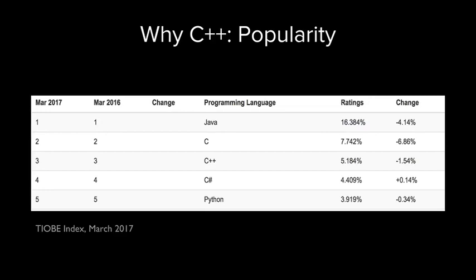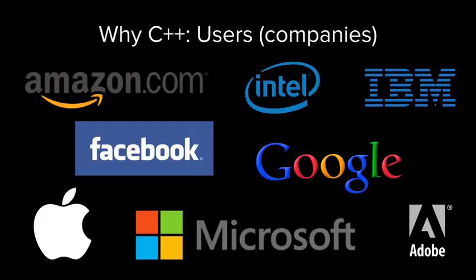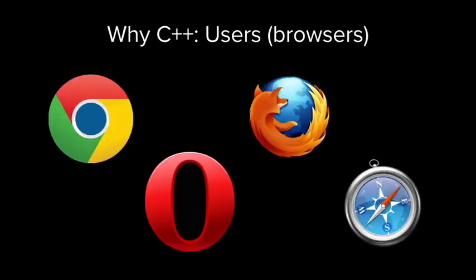But in general, it's just a really popular language. Here's a list of most popular languages by this index that's compiled. C++ is always in the top five. It's one of the most loved languages on Stack Overflow. It's used in an incredibly vast array of companies. You can see a bunch of big names there.